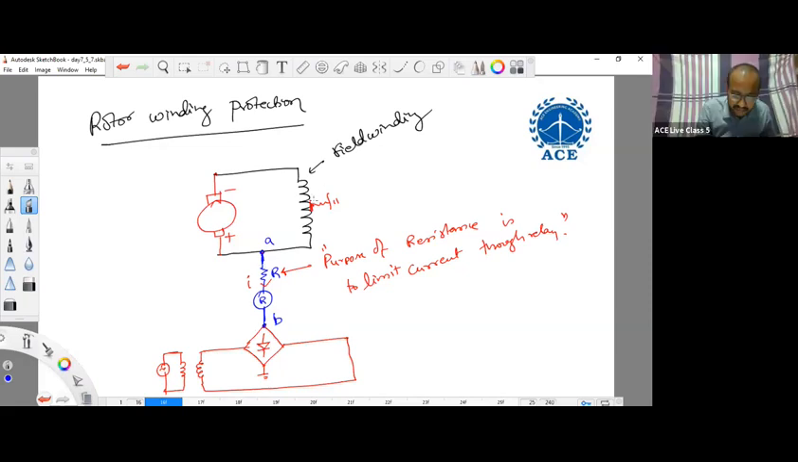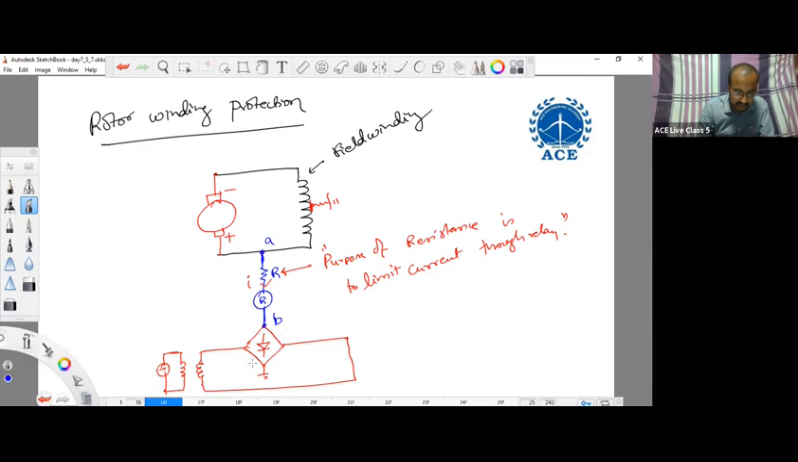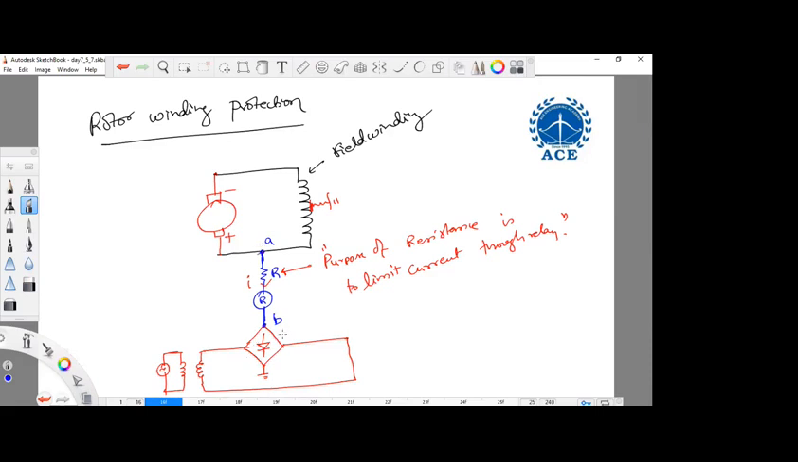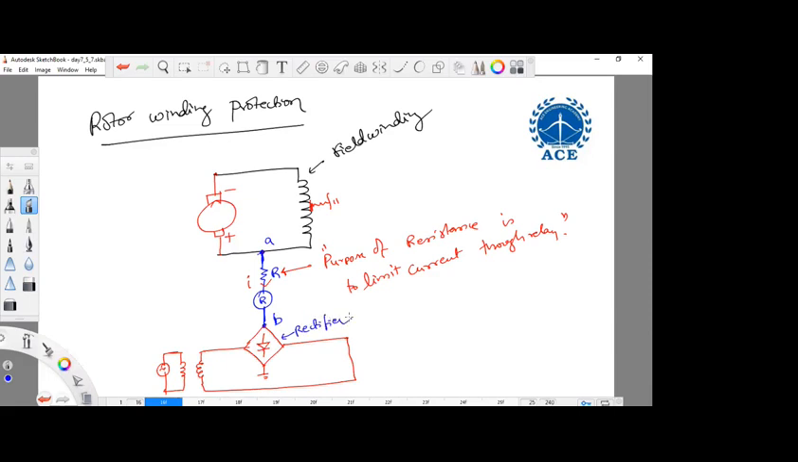But whenever this field winding is experiencing any fault, the node A potential will not be the same as node B potential. That potential gets disturbed and it will allow current to the relay and the relay will operate. This one is a rectifier circuit, sir, because this is DC, no? That's why I have used a rectifier circuit here. Full bridge rectifier you can say. That's it, sir. Thank you, sir.